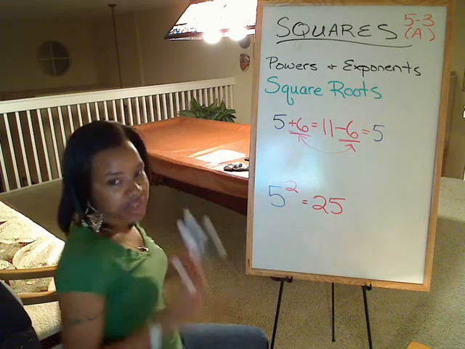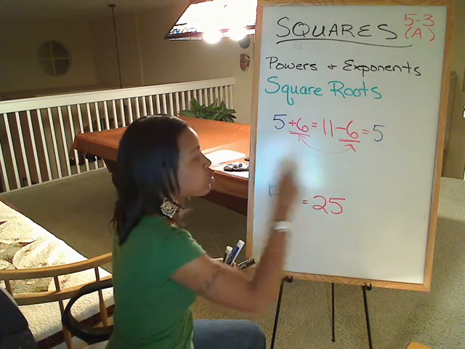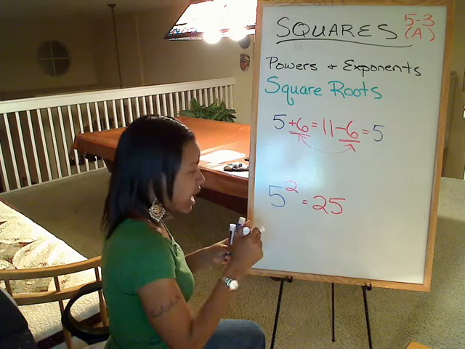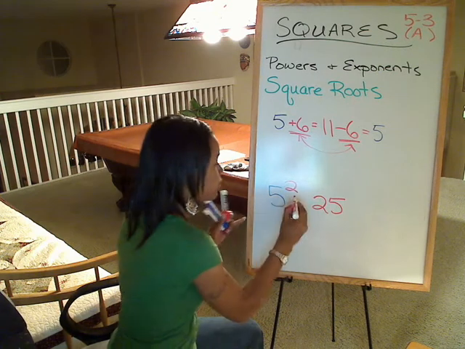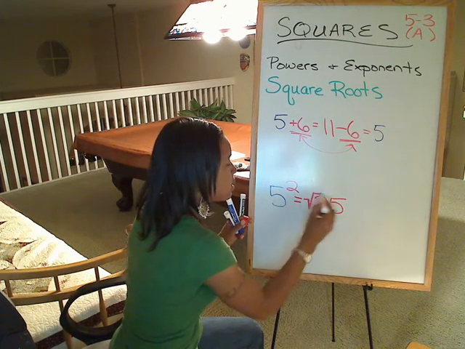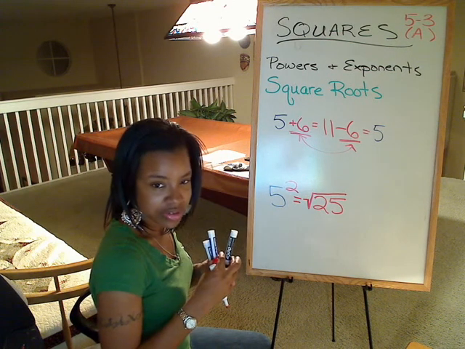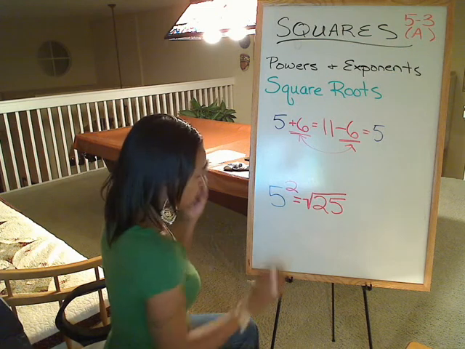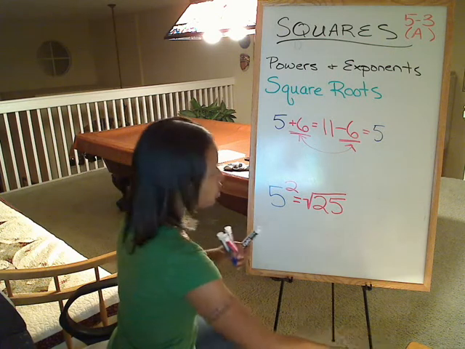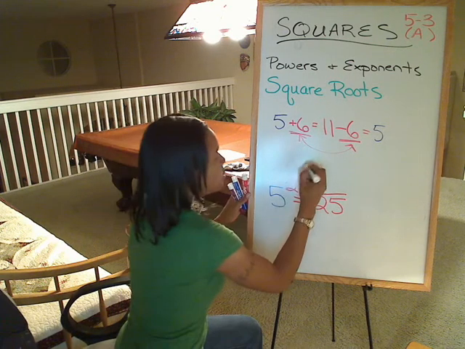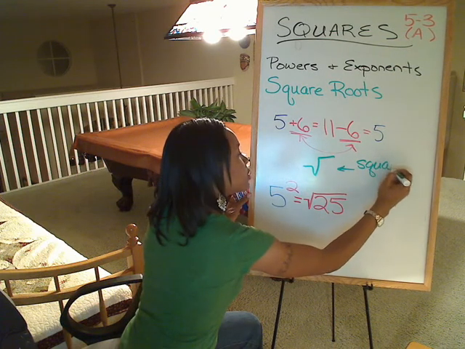How do I get back to 5? I have to do the opposite. So instead of squaring it, I need to square root. Okay? The opposite of squaring is taking the square root. What does a square root look like? Square root looks like this. It looks like a check mark with a division sign put together. That's the square root sign. I'll write it up here so you can see it a little better. This is what's called a square root.